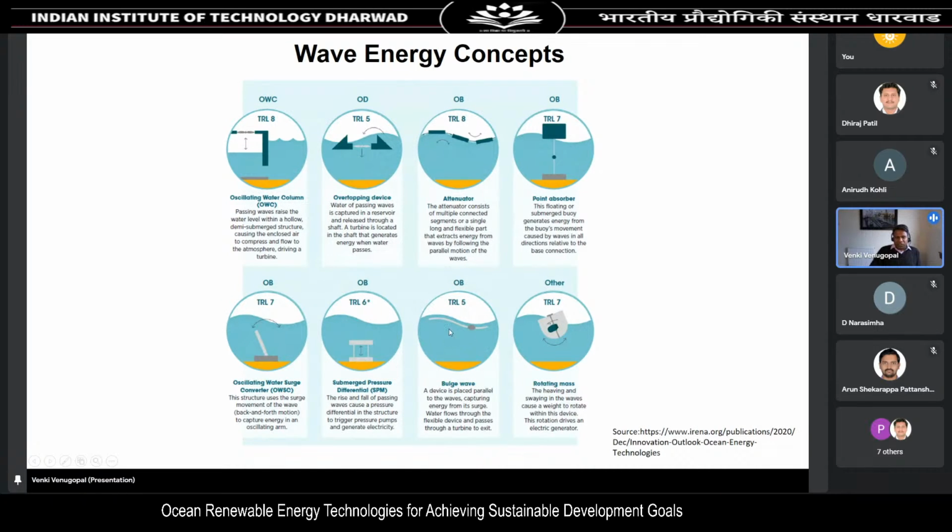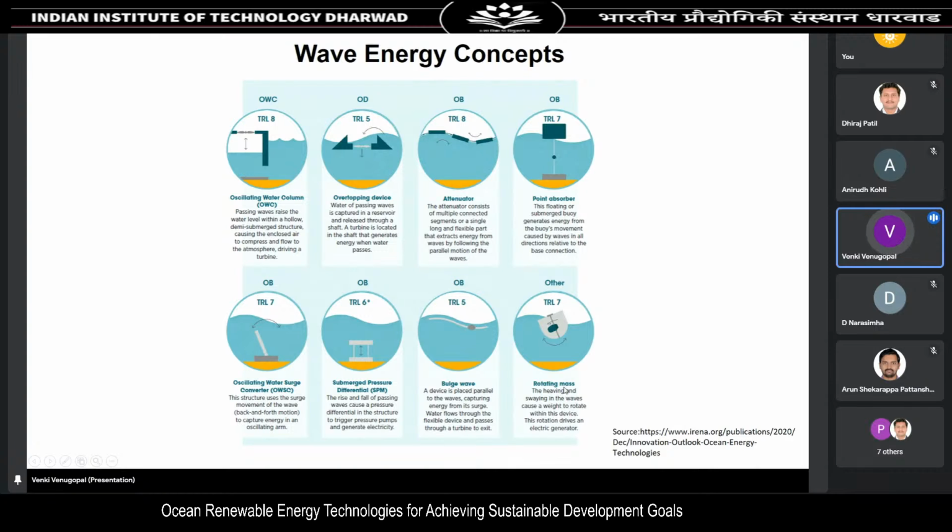And then a bulge type, this is like a floating, sort of a snake. And the water is allowed to follow the wave profile. And at some point, a generator is fixed, and the water that is entrapped inside, when it goes through the generator, it rotates the turbine and produces the electricity.